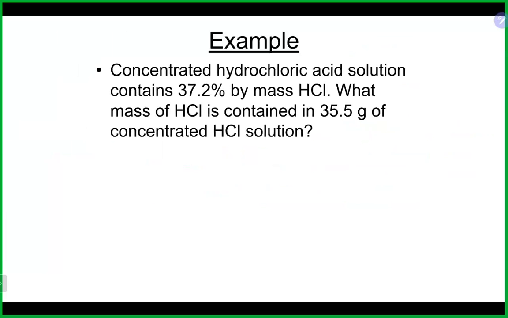All right, then let's try another one. Concentrated hydrochloric acid solution contains 37.2% by mass. What is the mass of hydrochloric acid contained in 35.5 grams of the solution? So let's see what you end up with here.